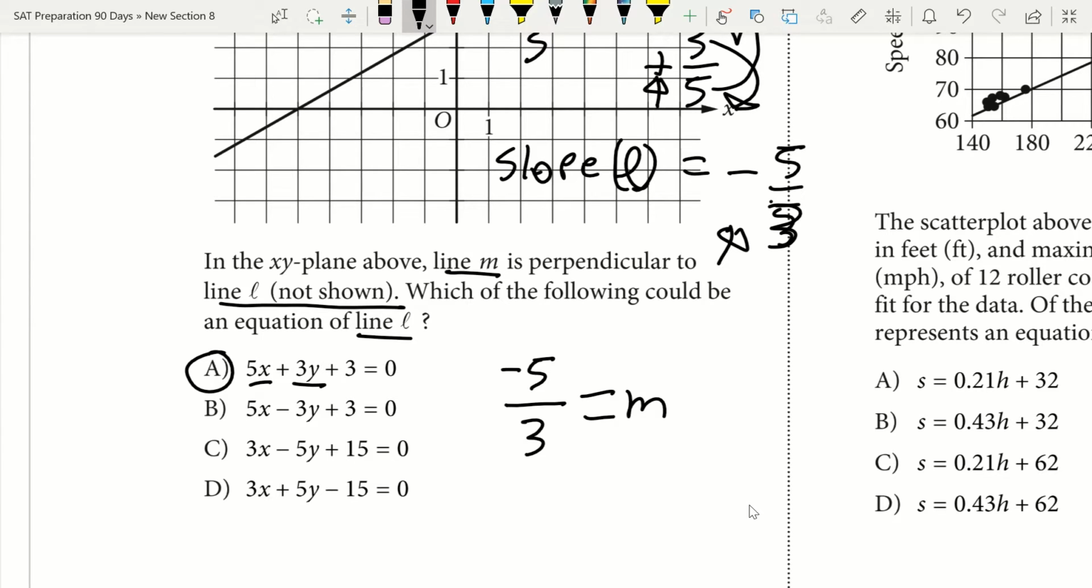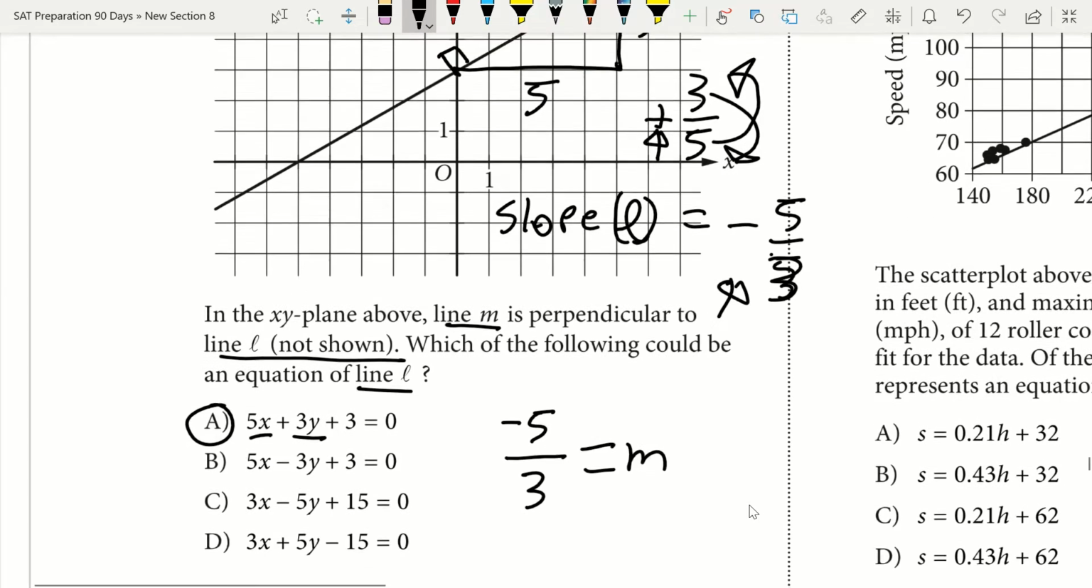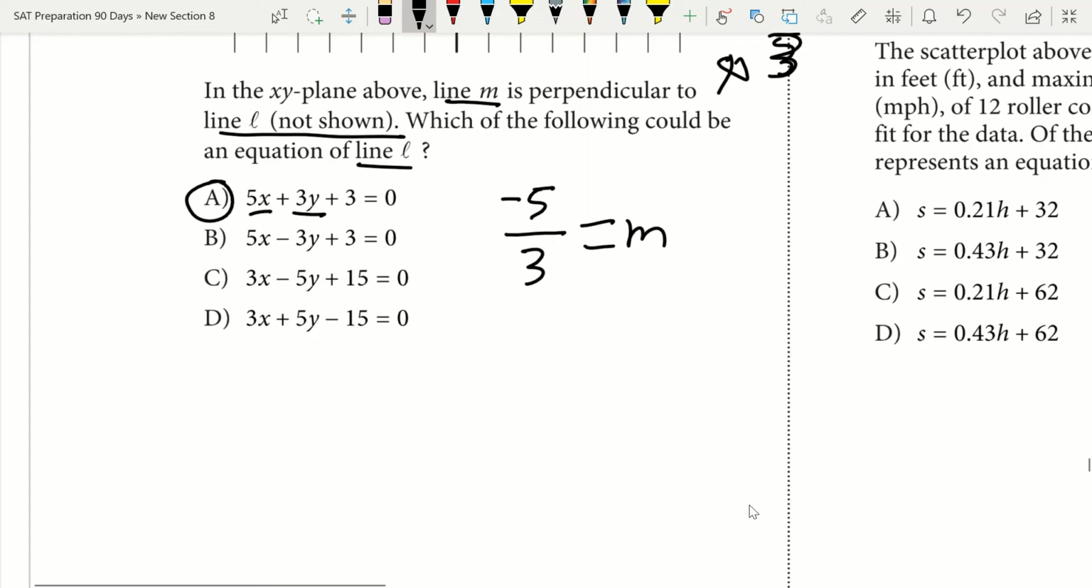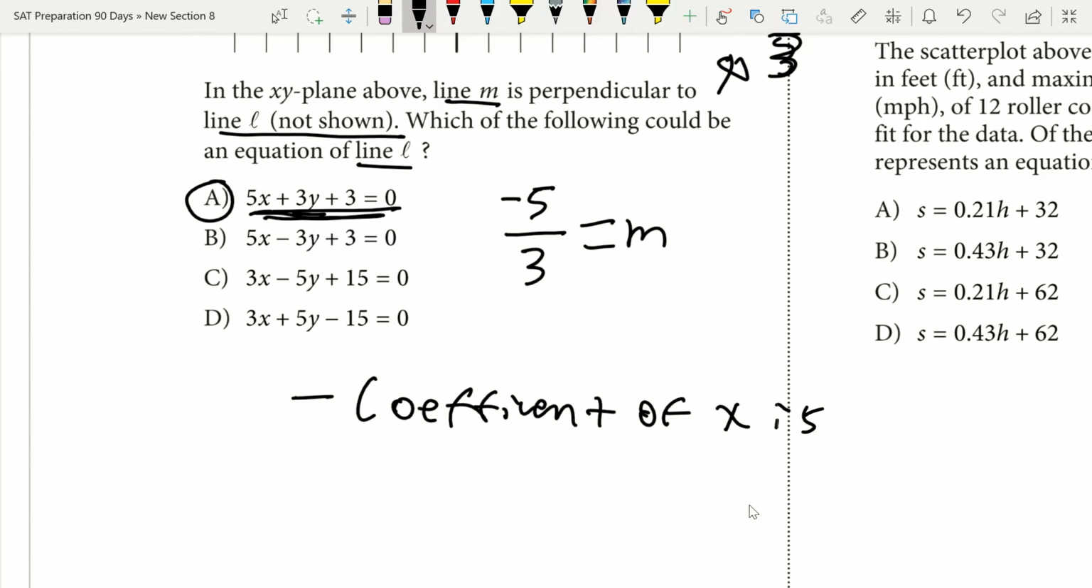Okay, so as far as things you should put in your notes here, one thing that would certainly be helpful on the SAT is understanding how to get the slope from an equation set up like this. If you have an equation set up like that, you're going to take the negative of whatever the coefficient of x is. In this case it's 5, so we would have negative 5.